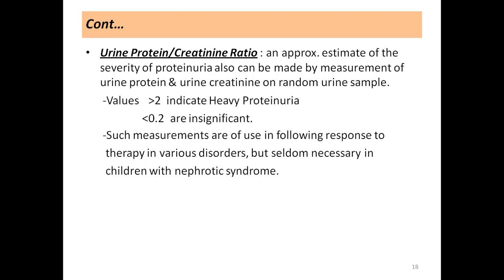Now, the urine protein and creatinine ratio, an approximate estimate of severity of proteinuria, can also be made by measurement of urine protein and urine creatinine from a random urine sample. So the ratio between urine protein and creatinine, if it's more than 2, indicates heavy proteinuria, and if it's less than 0.2, it's insignificant. Such measurements are of use in following response to therapy in various disorders, but seldom necessary in children with nephrotic syndrome.